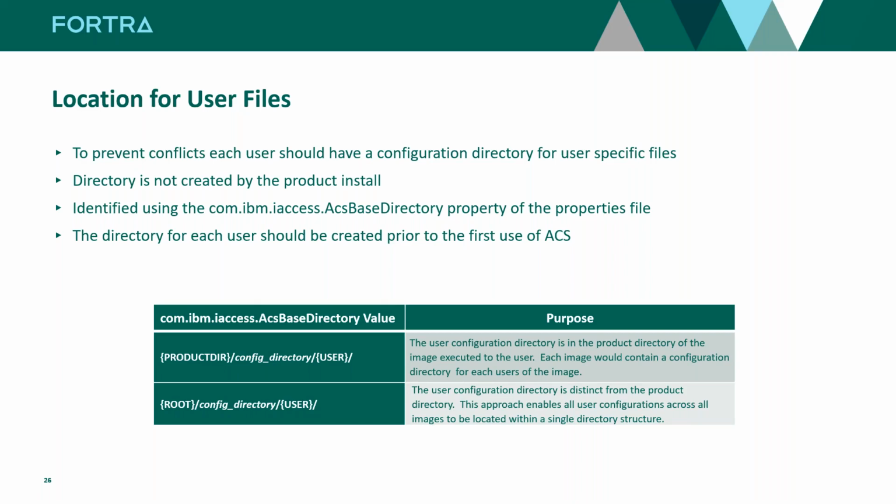So in the server-based deployment, the user files are not on the desktop unless you choose to put them there. You can, but most organizations will have those user files on the server itself, and that is indicated by the ACS base directory property in the ACS config.properties file. And there's two choices. One is you can put them inside the product directory, and that's the first option there in the table.